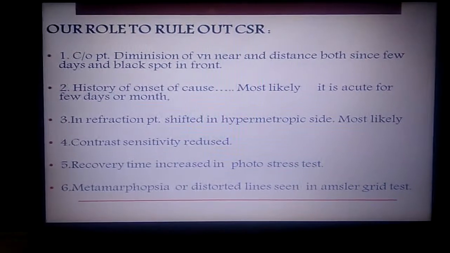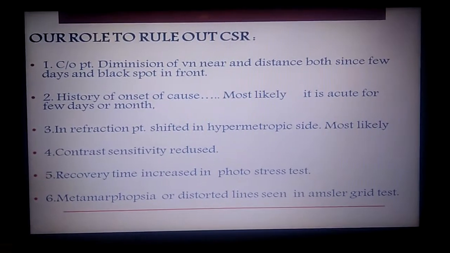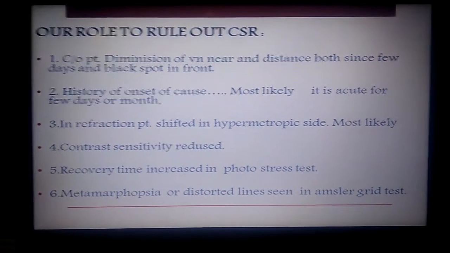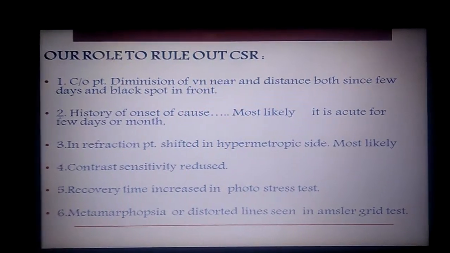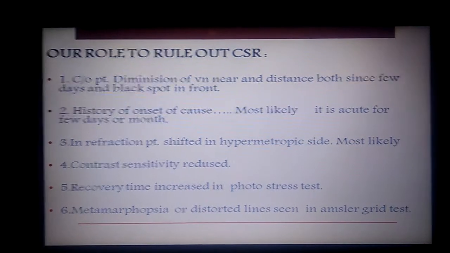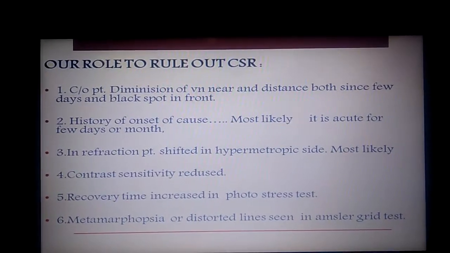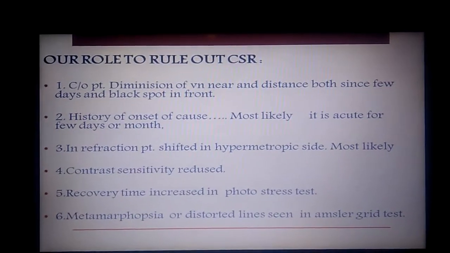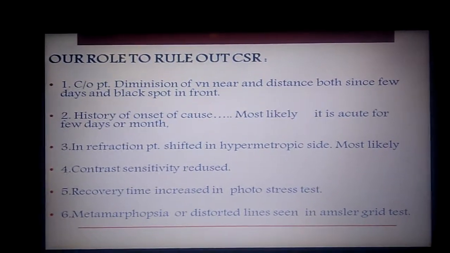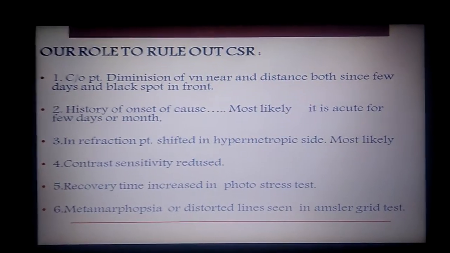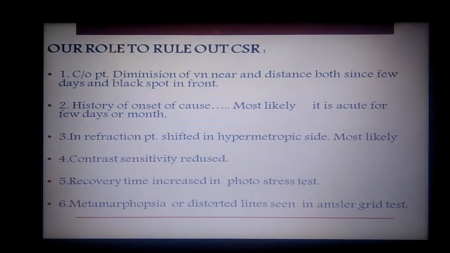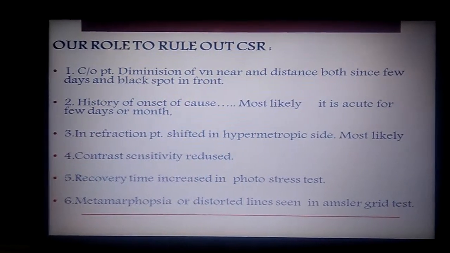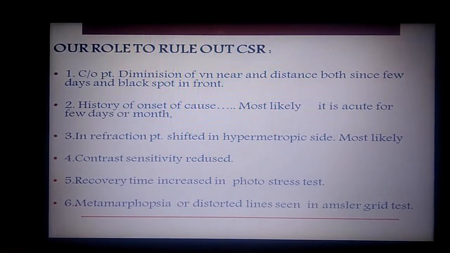The second thing is history. It is very important: the onset of the complaint and the duration of the complaint. The third point is the refraction. Most likely your patients shift to the side of hypermetropia, and contrast sensitivity is also reduced. The recovery time is also increased in the photostress test. It is a very simple test. And metamorphopsia or distorted lines are seen in the Amsler grid test.